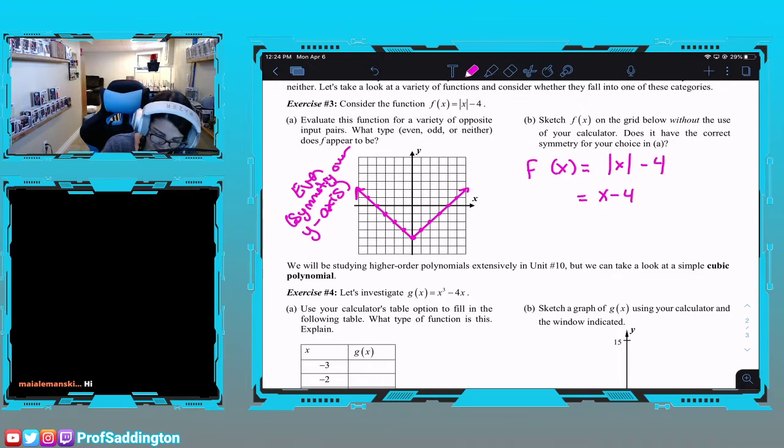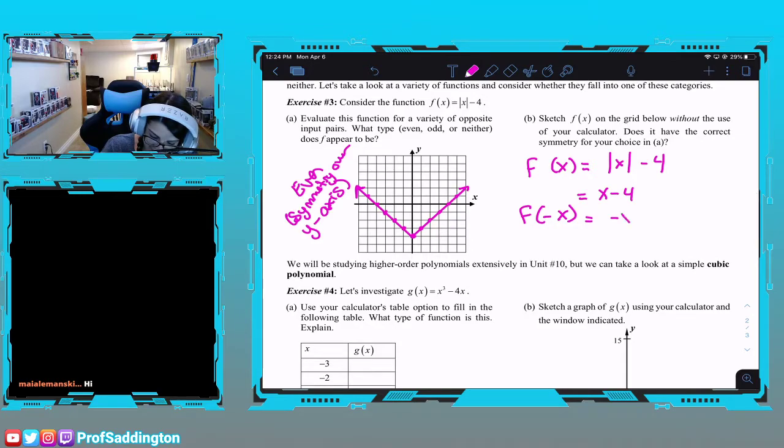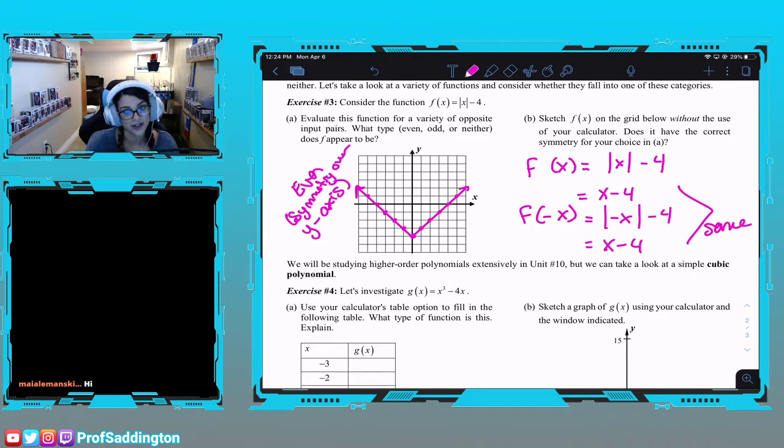So I want to try this if I have f of negative x. If I plug in a negative x into this, will I still get the same answer? What's the absolute value of negative x? It's just x. So therefore, they're the same. So we can also check these algebraically as well. So we did graphically, algebraically, we can look at points. It'll all tell us if we have an even or an odd function.